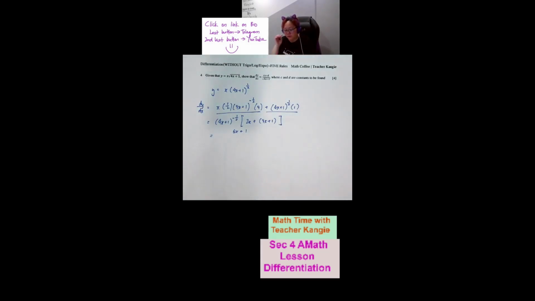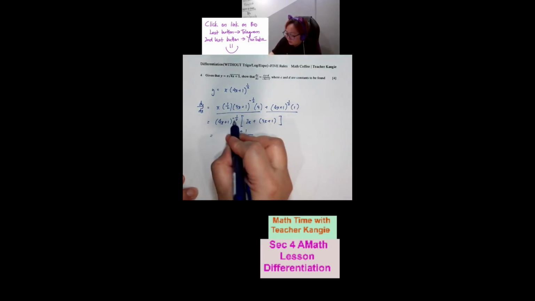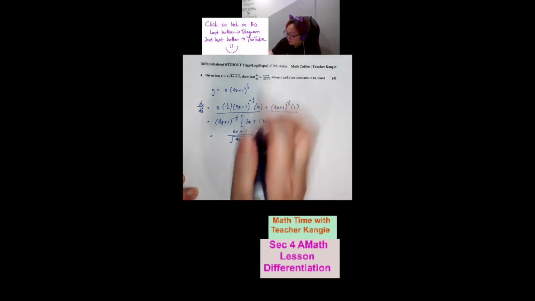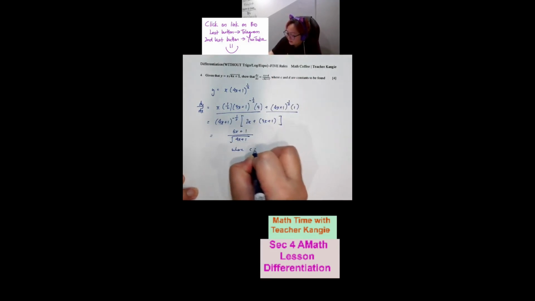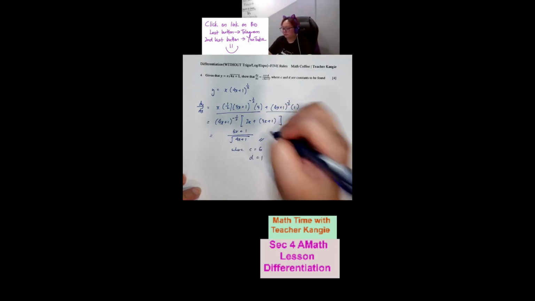Over, bring this down, square root 4x plus 1. Again, when you compare, you will say, oh, where my c is equals to 6 and my d is equals to 1. And we are done.